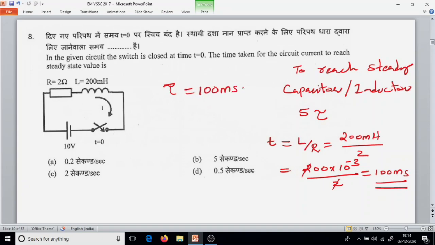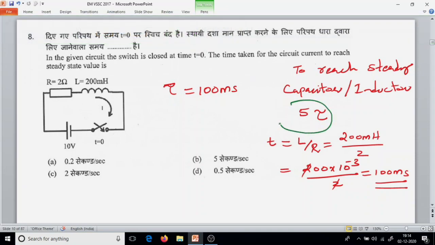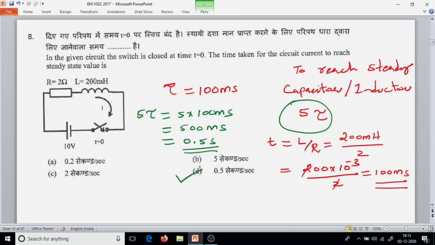But for the circuit to reach steady state, we need 5 time constants. Now we have to find 5 tau. 5 tau will give the time, that is 5 multiplied by 100 millisecond, that is 500 millisecond, which equals 0.5 seconds. So the answer is option D, 0.5 seconds.